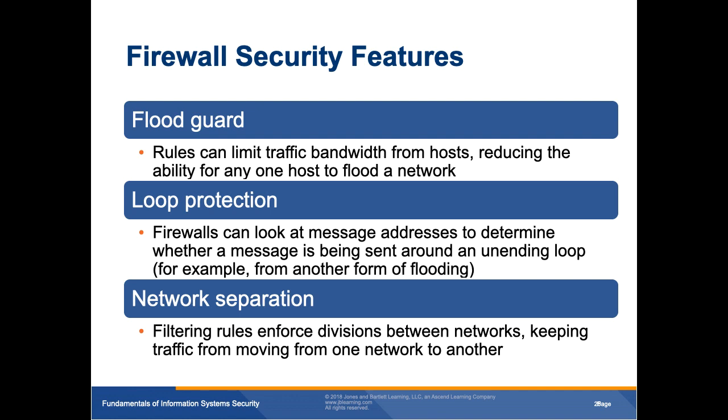So, some security features of the firewalls: flood guards and rules can limit traffic bandwidth from hosts, reducing the ability for any one host to flood a network or create a denial of service. Loop protection: firewalls can look at message addresses to determine whether a message is being sent around an unending loop, for example, from another form of flooding. And network separations: they filter rules enforcing division between networks, keeping traffic from moving from one network to another. At the base level, a firewall is a router with just added security features on it.